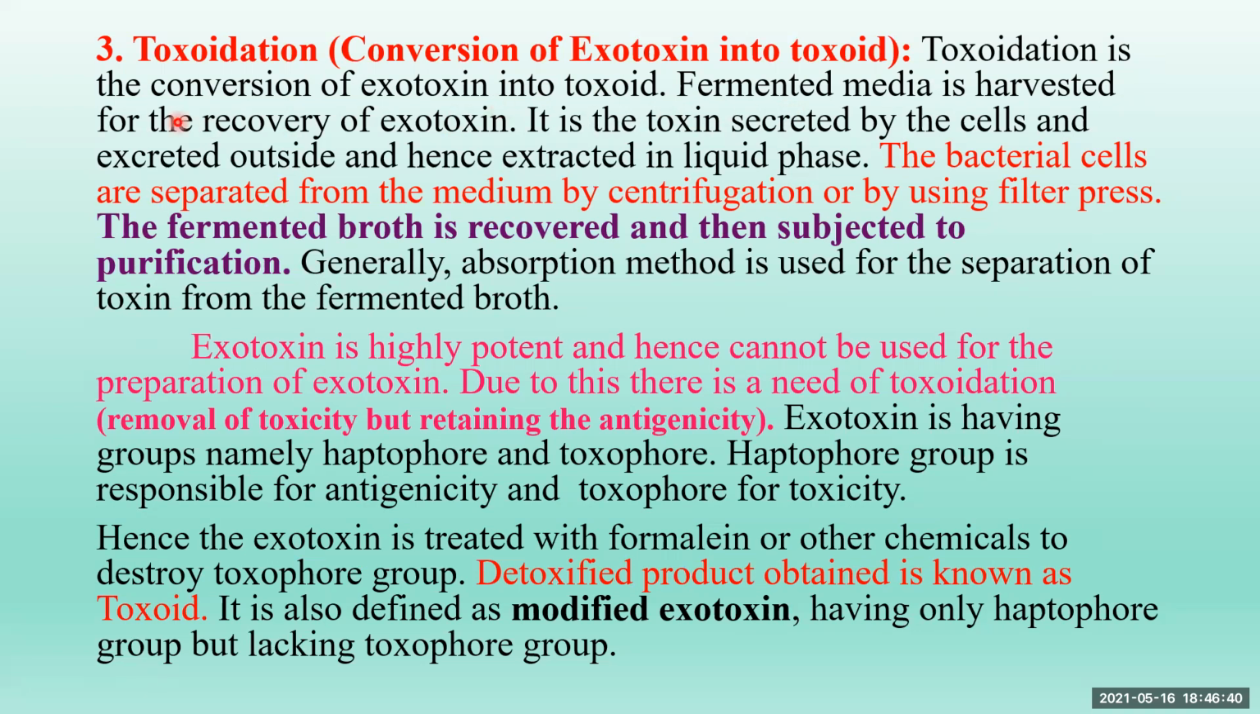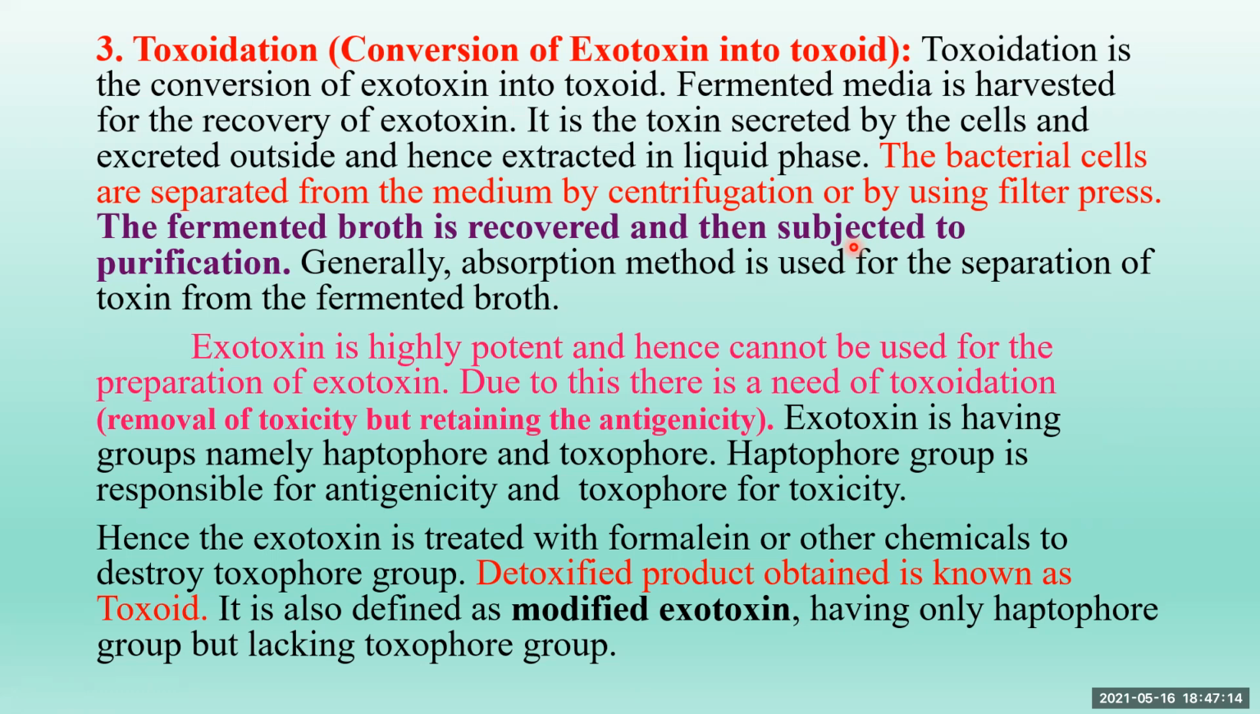The fermented media is harvested for recovery of exotoxin. You collect the fermentation media and harvest the exotoxin. Toxin is secreted by the cells and excreted outside, and hence it is present in the liquid phase in the medium. The bacterial cells are separated from the medium by centrifugation or by filter press. Actually, the exotoxin is present in the liquid phase, so separate the bacterial cells by centrifugation or filter press. The fermented broth is recovered.